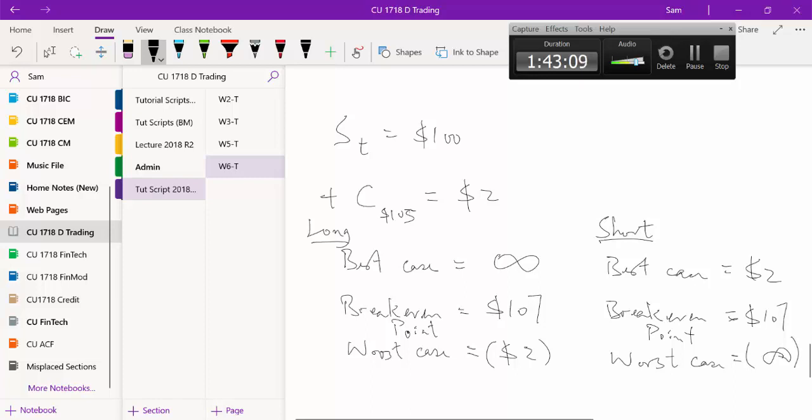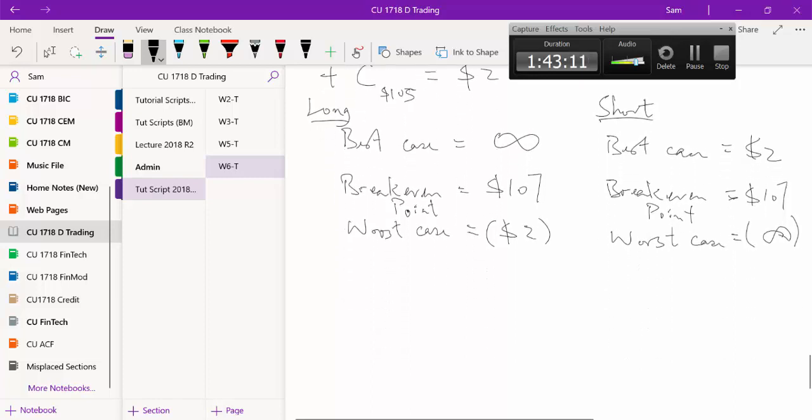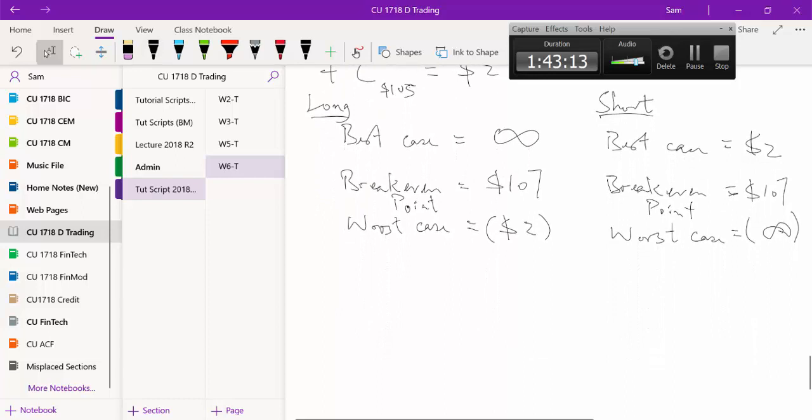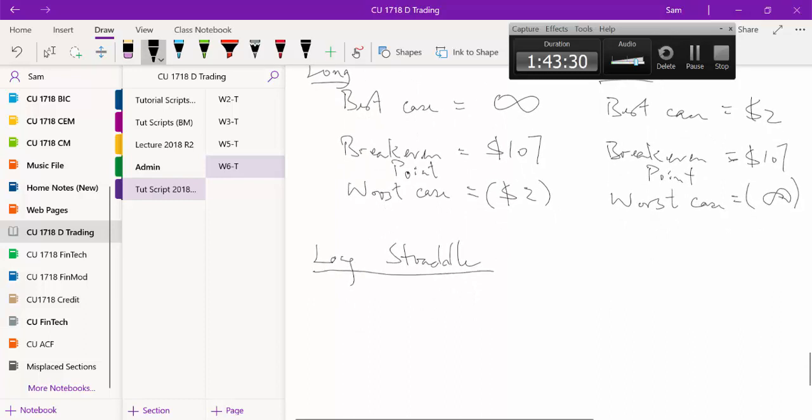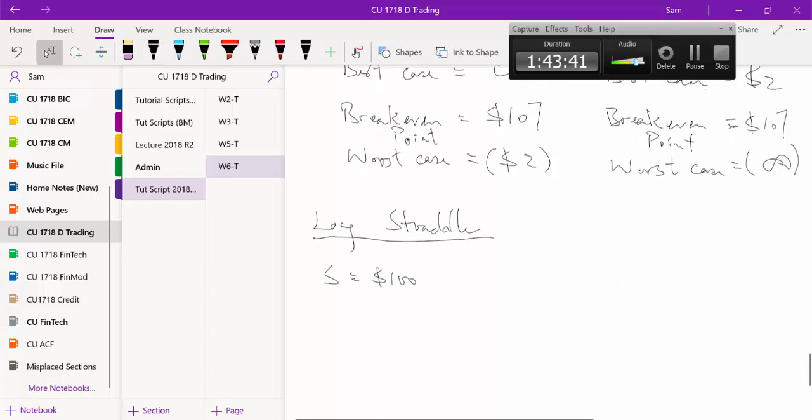Now this is easy when you are talking about just long or short, a simple call. But when you start going long, let's say a straddle, for example, let me break that down. So what is a straddle first of all? I'll start you off. So the spot price is now 100, and what is a straddle?